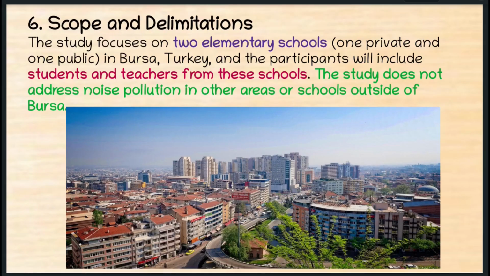For component number 6, scope and delimitation, the researcher really made it clear she will be studying only 2 elementary schools, 1 private and 1 public. She specified the place, Bursa, Turkey, and she said that students and teachers were the participants. I think we can see the numbers of the research participants when we go to Chapter 3 methodology.